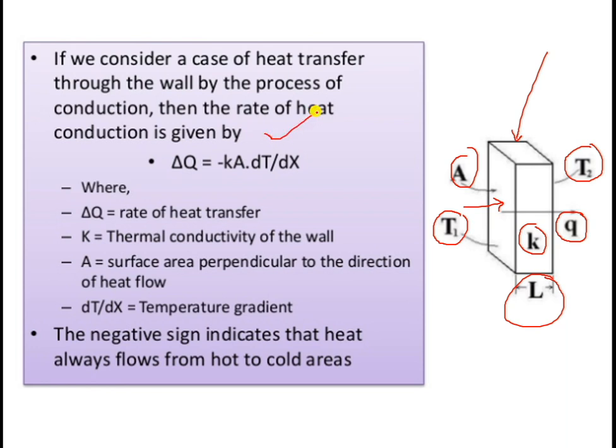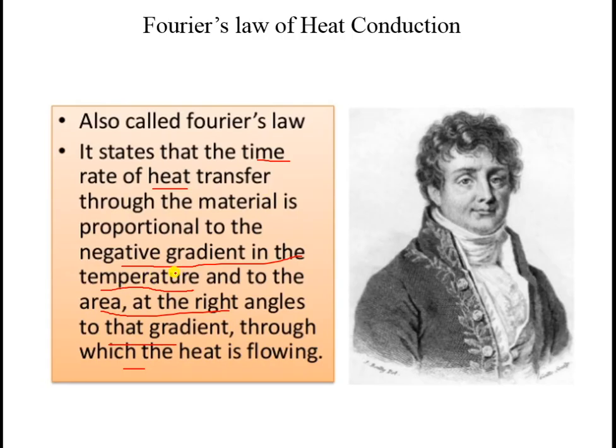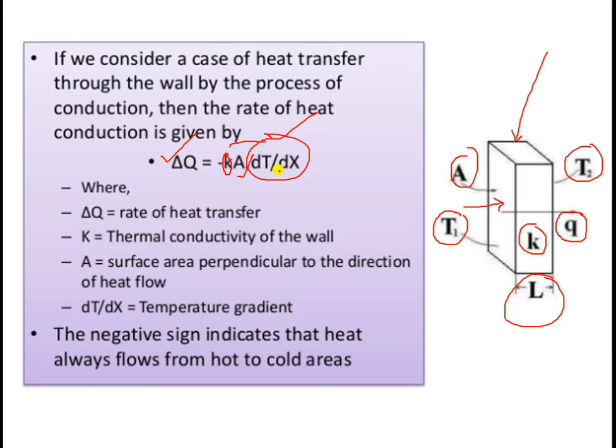rate of heat transfer according to Fourier's law is delta Q equals minus K, that is the thermal conductivity, dT by dx, that is the temperature gradient along the direction of x, and A is the area. So it is directly proportional to the negative gradient, and to the area at right angles. K is the proportionality constant, which is nothing but the thermal conductivity of the material. This negative sign indicates that heat always flows from hot to cold areas.